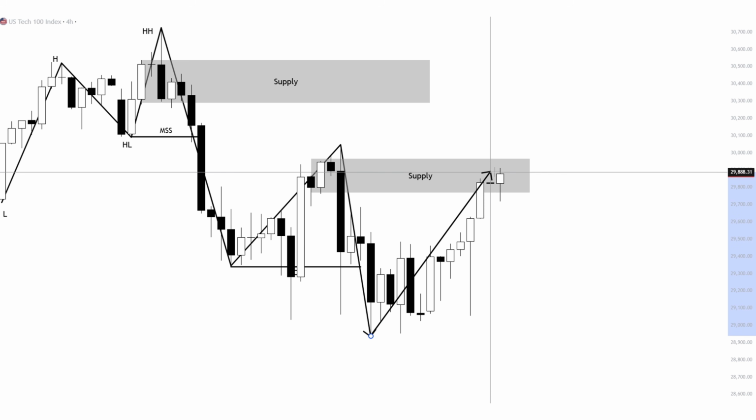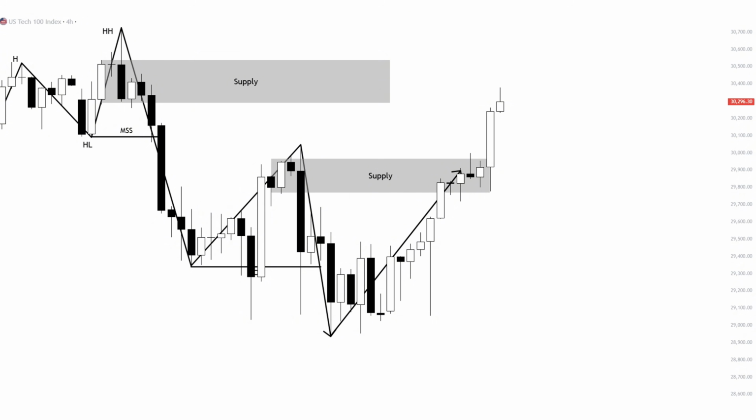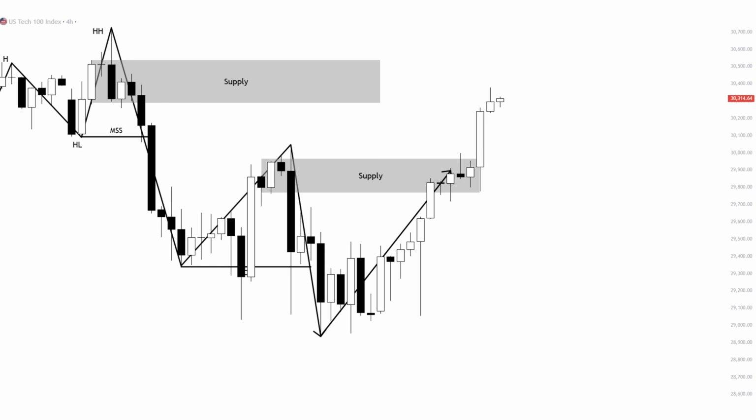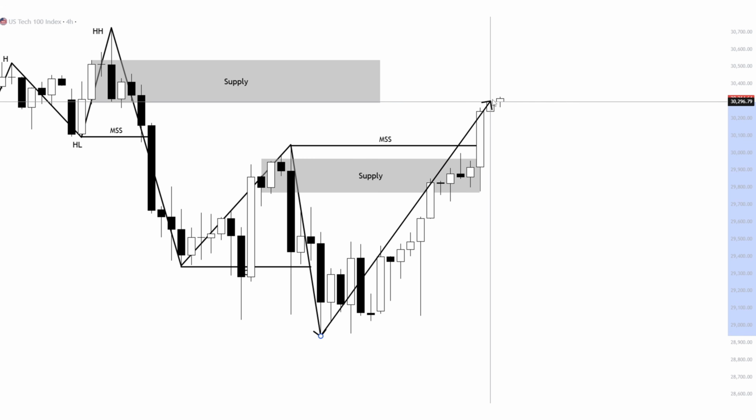So we see the price pulling up into the supply, but the price looks like it is not rejecting back down. And it actually keeps going up until eventually it breaks the last swing high, which was a lower high, and it turns it into a higher high. So normally, this would be a trend shift into an uptrend.